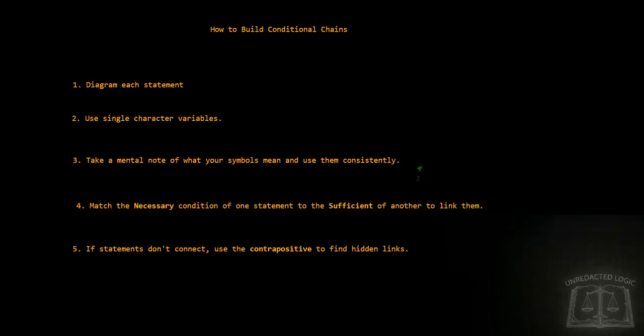And at the same time, you need to watch out for negations that are baked into the variables, and we'll see examples of that. Number 4, match the necessary condition of one statement to the sufficient of another to link them. And number 5, if the statements don't connect, use the contrapositive to find hidden links.